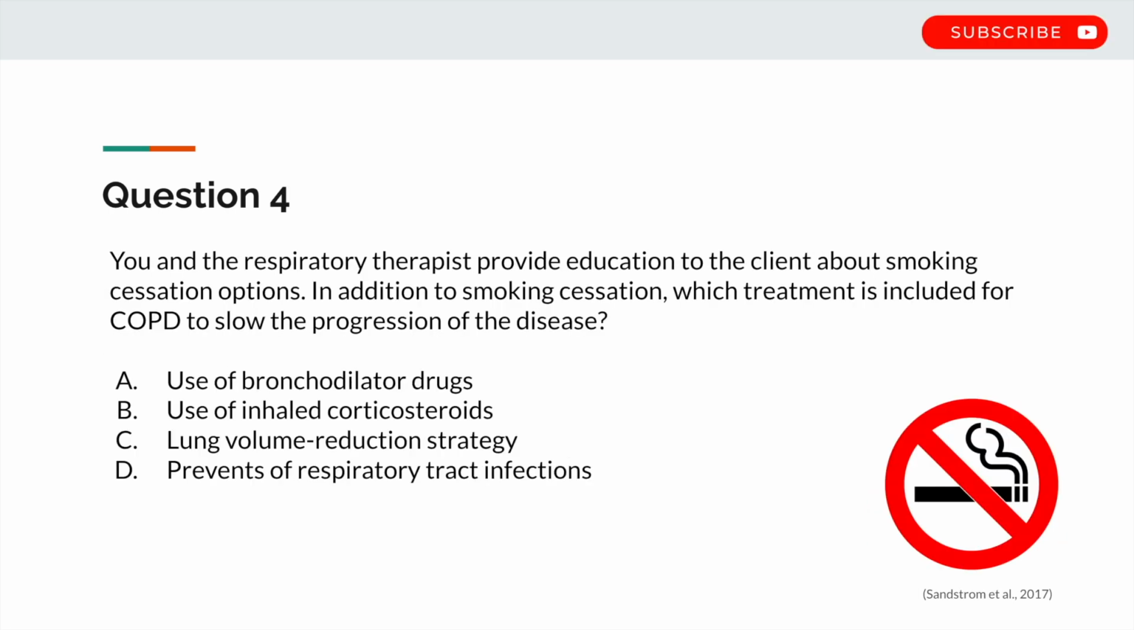Question 4. You and the respiratory therapist provided education to the client about smoking cessation options. In addition to smoking cessation, what treatment is included for COPD to slow the progression of the disease? A. Use of bronchodilator drugs. B. Use of inhaled corticosteroids. C. Lung volume reduction strategy. And D. Prevention of respiratory tract infections.